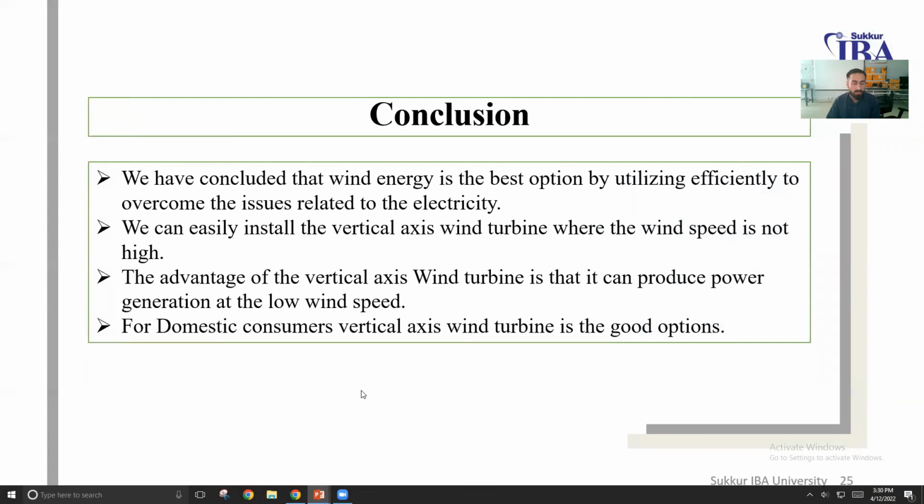So our conclusion of the project, the whole FIP project, we have concluded that wind energy is the best option by utilizing it efficiently to overcome the issues related to electricity. We can easily install the vertical axis wind turbine where the wind speed is not high. The advantage of the vertical axis wind turbine is that it can produce power generation at low wind speed. For domestic consumers, the vertical axis wind turbine is a good option.